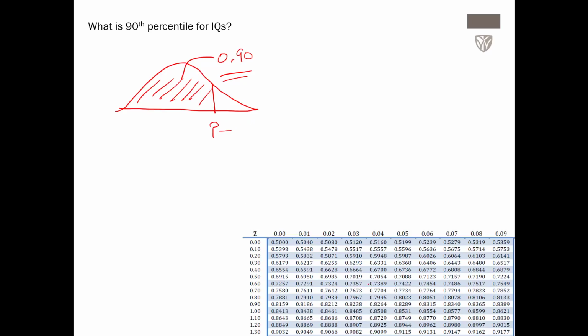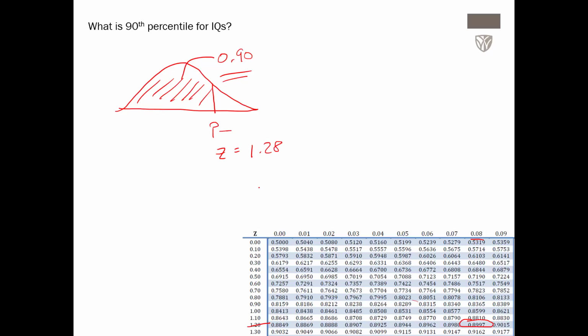So if we go into our table, we want to find the value in the body of the table that is as close as possible to 0.9, and it turns out that if we do that, right down here at 0.8997, that's about as close as we can get to 0.9. Now we need to back out the z-score. So if we go out to our column, we see that we have 1.2, and if we go up to the top, we see that that third digit is 0.08, and so our z-score corresponding to this percentile is 1.28.